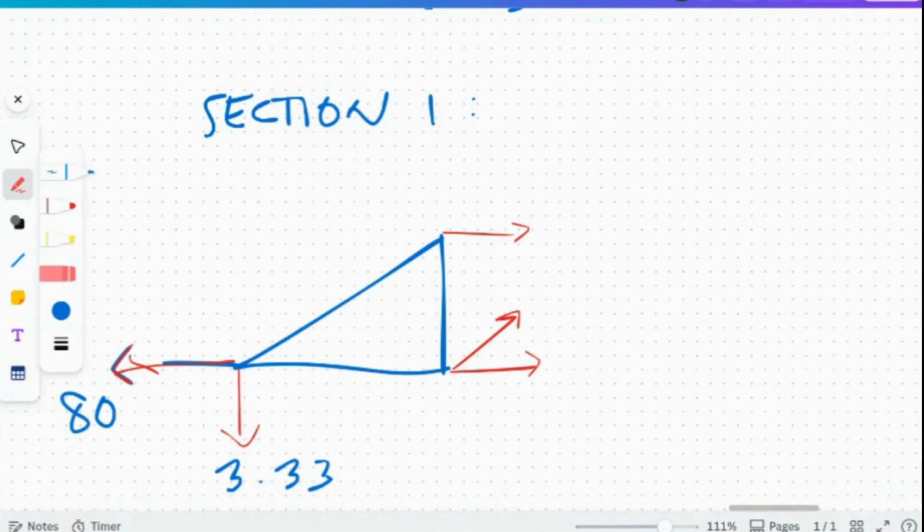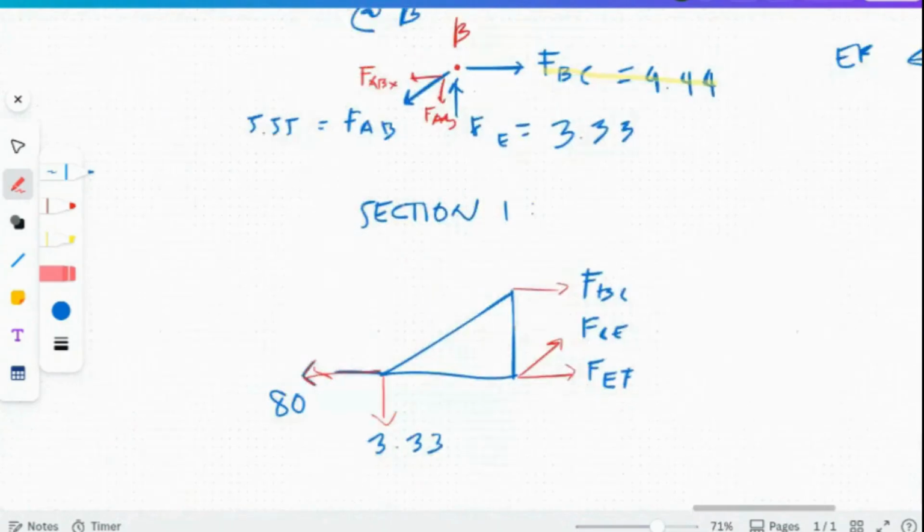This is 3.33. This is your force BC, force CE, and force EF. So that's like hitting three birds with one stone.